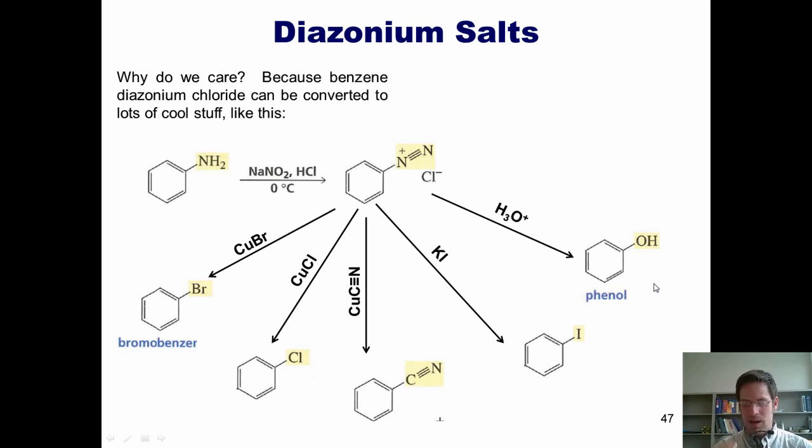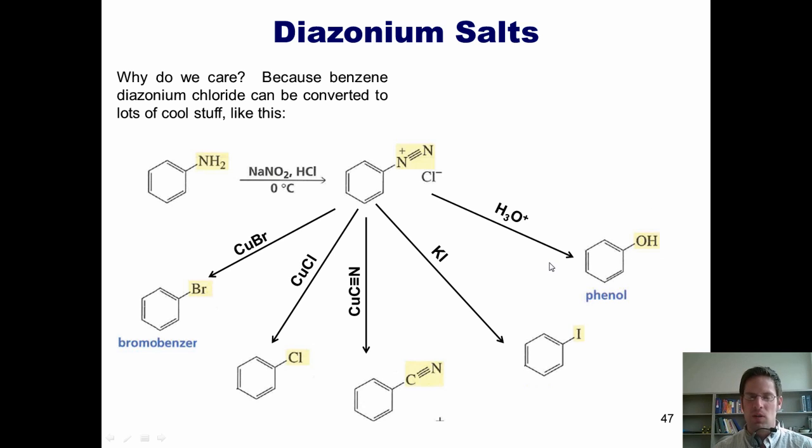Now, one thing that I've pointed out probably too many times to you guys is this. This is the only way of being able to make phenol from benzene. You can't go directly from benzene in one step to having an OH on it. You have to form NO2, then convert the NO2 to NH2, and then convert the NH2 to diazonium salt, and then take the diazonium salt and convert it into phenol using acid.